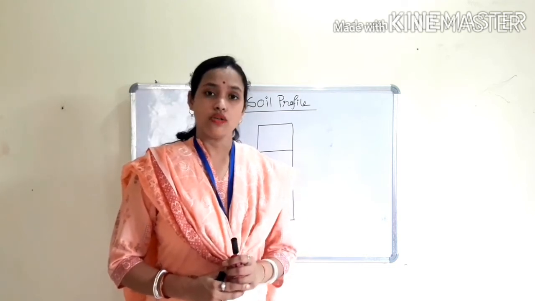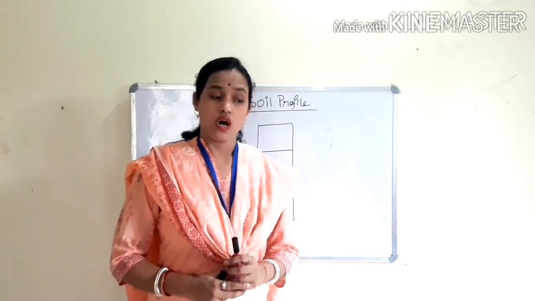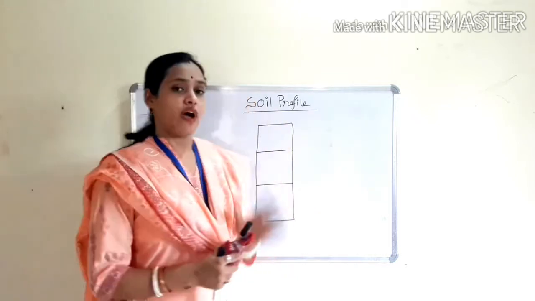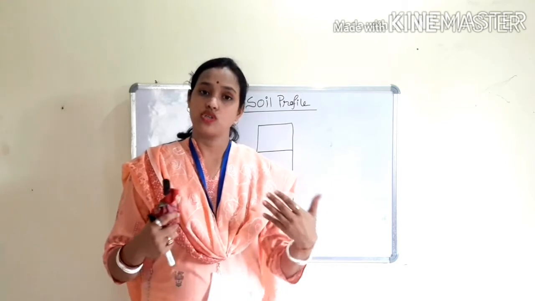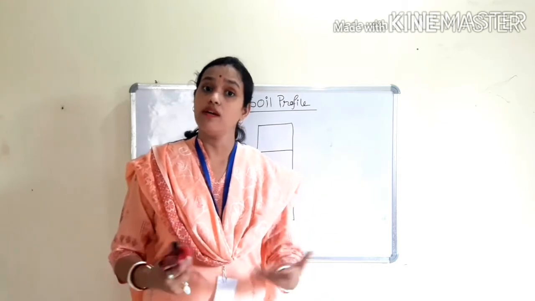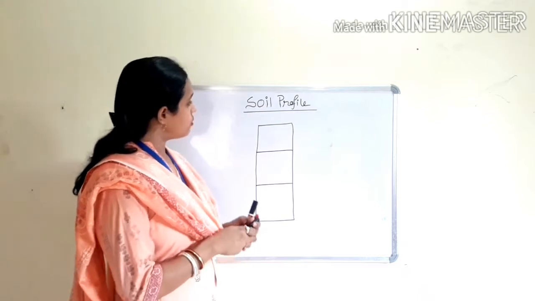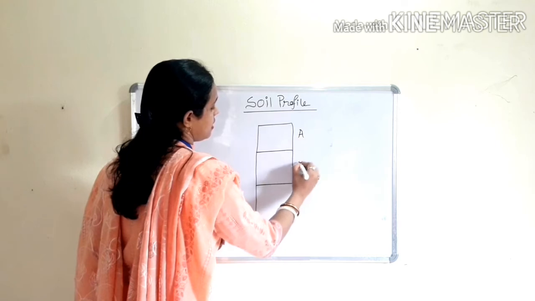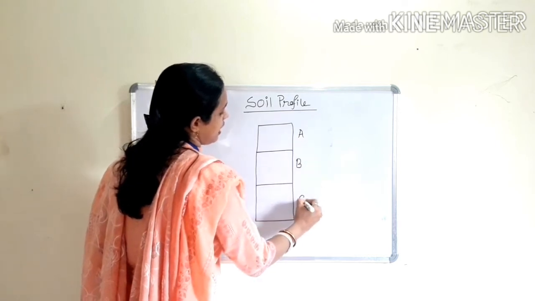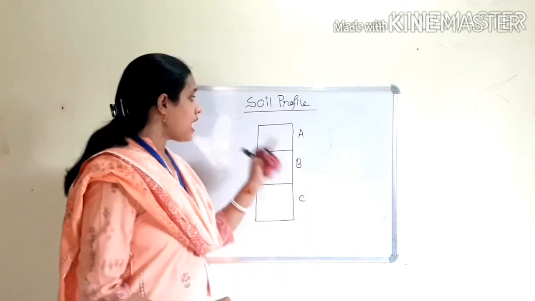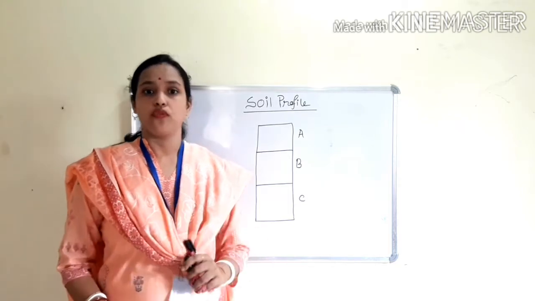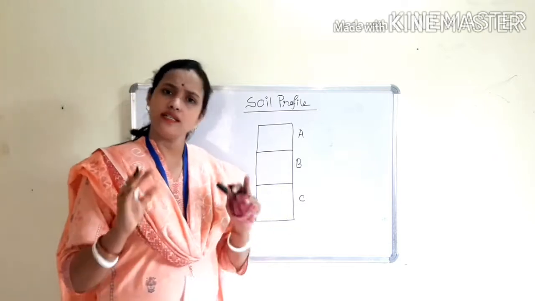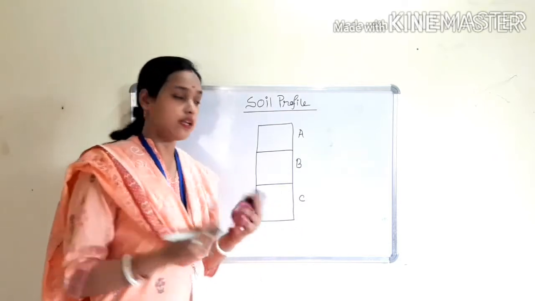Now, if we talk about the soil forming processes, or how soil forms, then if we discuss the soil profile, we understand the process of soil formation. Here we find in the soil profile 3 layers, that is A, B and C. Now what do you mean by soil profile? A vertical section of the different layers of the soil is simply known as soil profile.